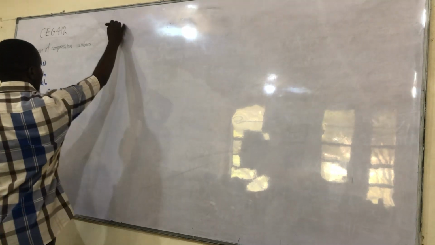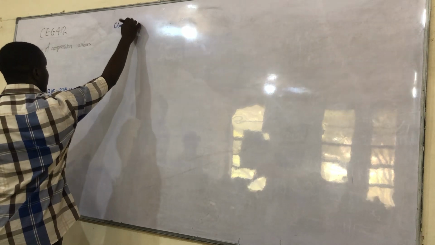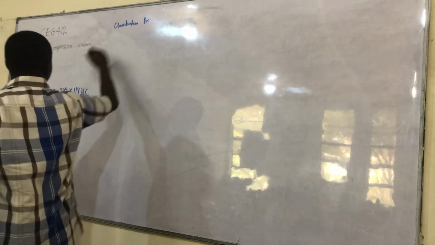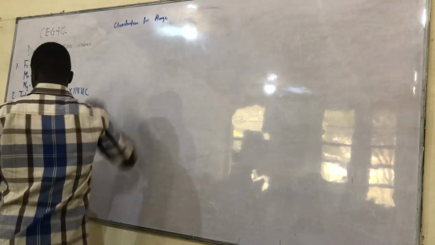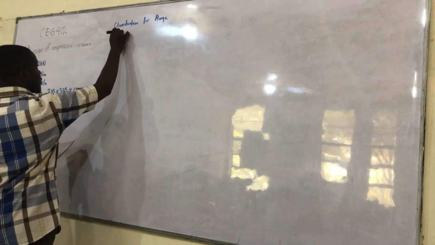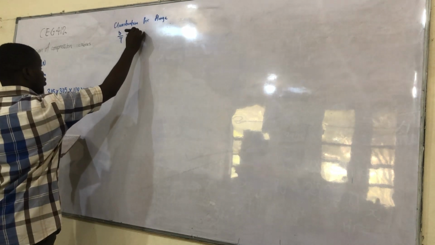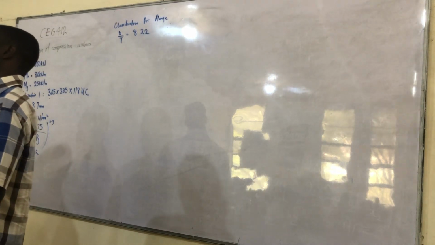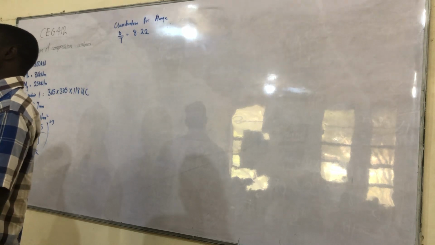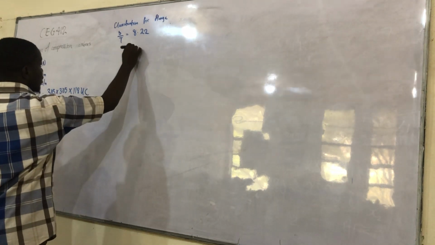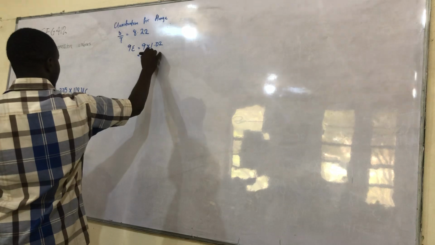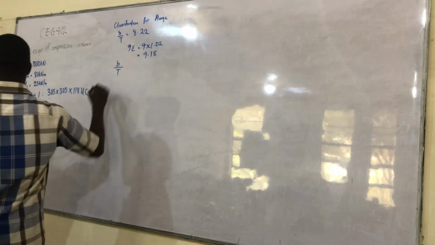Now, let's classify for our flange. Classification for flange. What's our b over T? 8.22. Good. Now, for class 1, 9 epsilon. So that's 9 times what? What would that give us? So, and what's the check? The ratio must be less than what? The limiting value for it to pass, right?